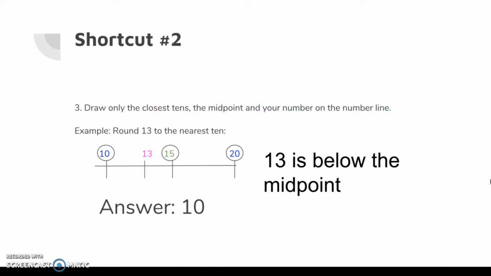Another shortcut that you can do is draw only the closest tens, the midpoint, and your number on the number line. You can easily see that 13 is before the midpoint and that we're going to round our answer down to 10. You need to make sure that you draw an accurate number line, either using a computer program or writing it on your paper. You need to be accurate, neat, and organized because it is possible to make mistakes when you aren't writing in all of the numbers.